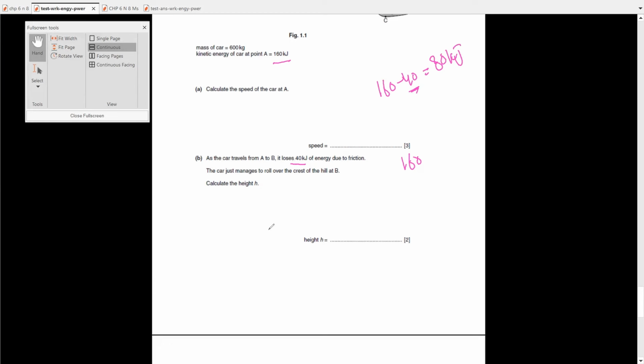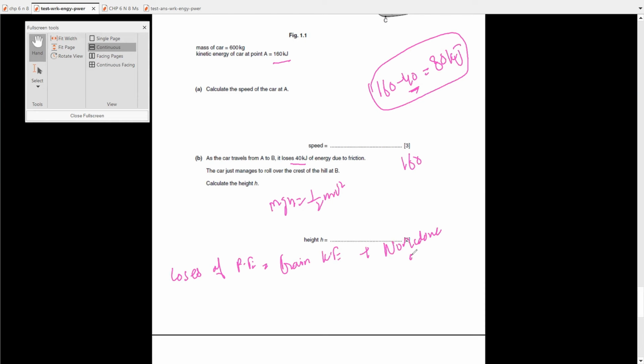Again, the formula would be the same, which is mgh equals 1 by 2 mv square. I'm using this formula because I already have subtracted the frictional effect from it. So always keep this in mind. If frictional effects are mentioned, we have a formula: loss of potential energy equals gain of kinetic energy plus work done against friction. So mgh equals 1 by 2 mv square plus, sorry, Ft. Work done against friction.